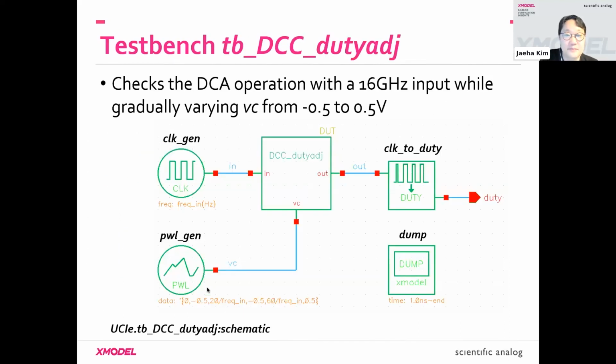Okay, here's a simple test bench. So you can also build test bench in this schematic form using the XMODEL primitives. For example, this clock gen primitive feeds a clock into this DCC, and a piecewise linear generator drives a gradually changing control voltage. And then you observe the output using either a waveform by dumping its waveform or measuring its duty cycle, see if the duty cycle really changes.